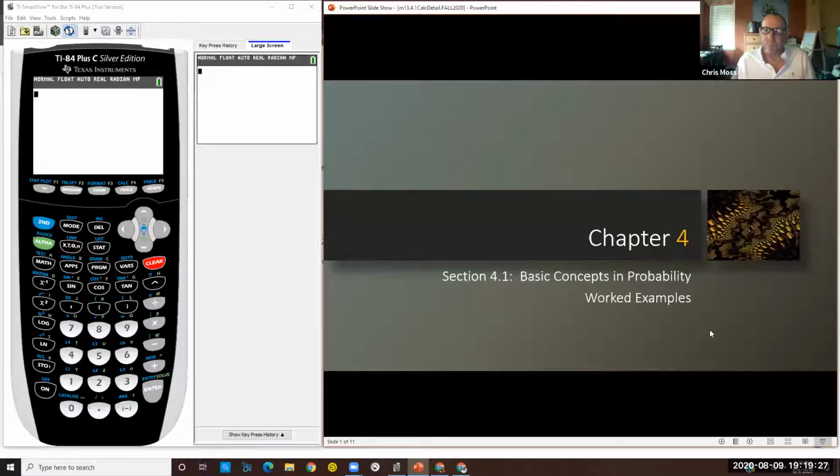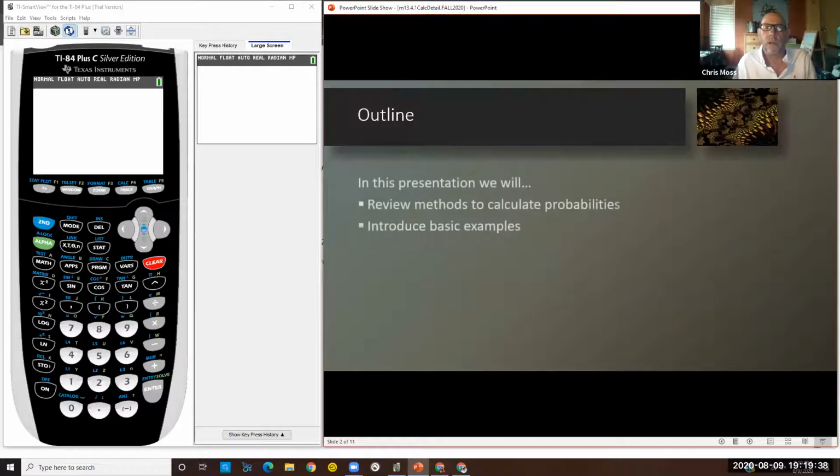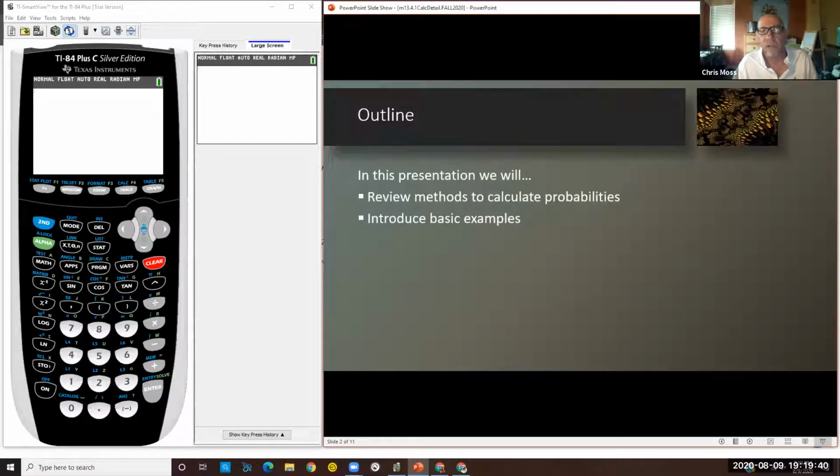All right. So section 4.1, some very basic concepts. We're going to work through some examples. Before we get to those examples, we're also going to do a little bit of review. We're going to review the various methods we have to calculate probabilities. That'll also entail reviewing some very basic definitions, and then we're going to work through some very basic examples. Truly, it is not the math that is the challenge here. It is the topic, the context, the language. So let's go ahead and get going.